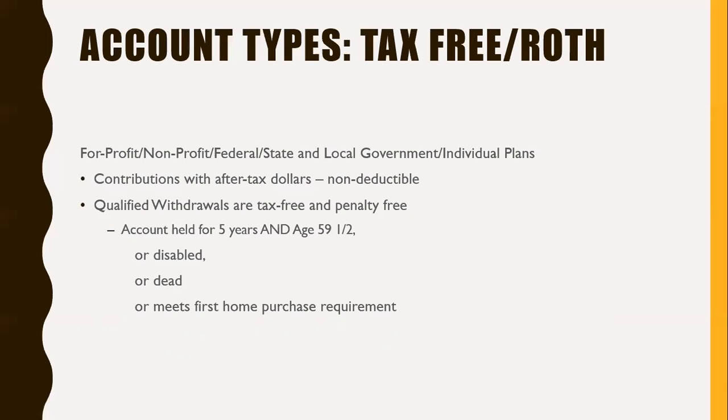So the other type that I would like to discuss would be tax-free or Roth contributions. These apply to for-profit, nonprofit, federal, state, and local government, and also individual plans. Contributions are with after-tax dollars. They are non-deductible. The goal, as I mentioned, is to make sure that your withdrawals are qualified, which means that they would be tax-free and penalty-free. The rules are that your account has to be held for 5 years, and you have to either be age 59 and a half, or disabled, or have died, or meet the requirements of using the funds for a first home purchase.